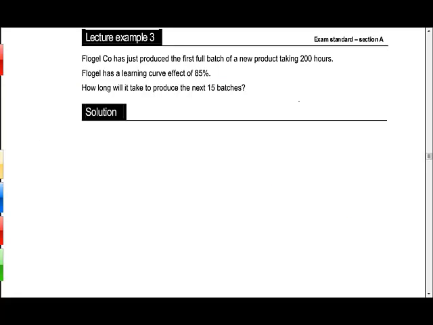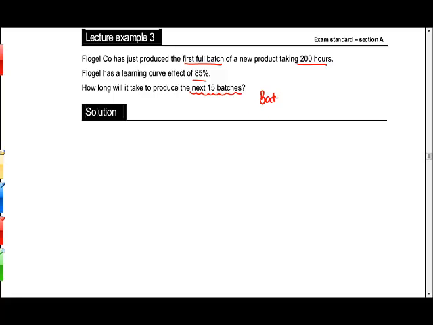Here we've got a slightly different situation then, because Flowgel has already prepared the first batch of the product and it took 200 hours. We're told there's a learning curve effect of 85% and we want to know how long it's going to take to produce the next 16 batches. It's very important then, when we're looking at the next 16 batches, that we remember that they've already benefited from the learning effect of batch number 1.